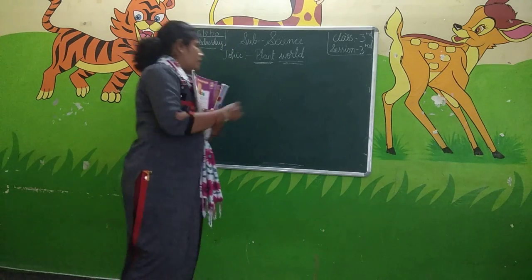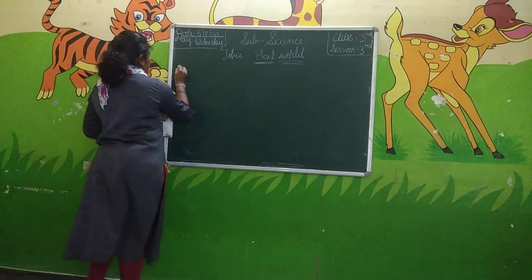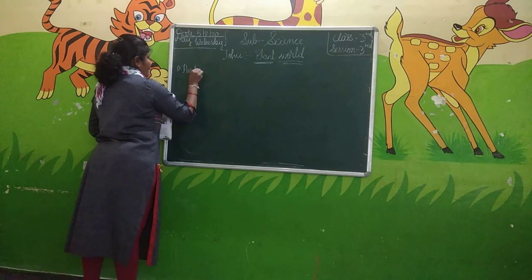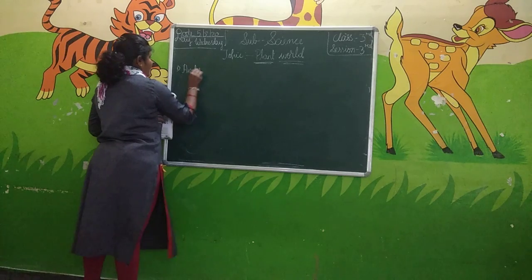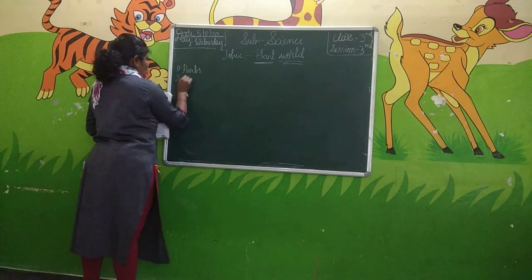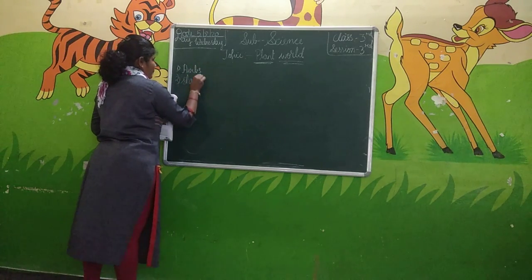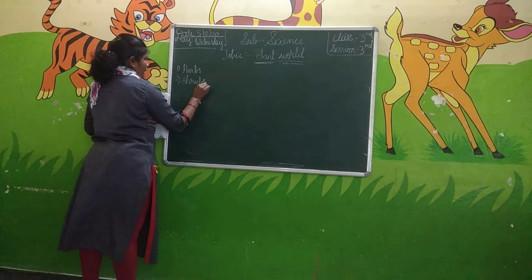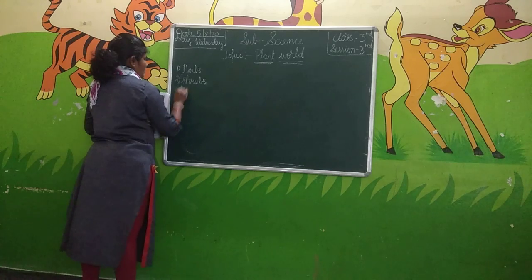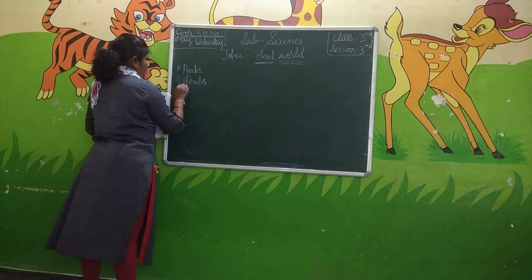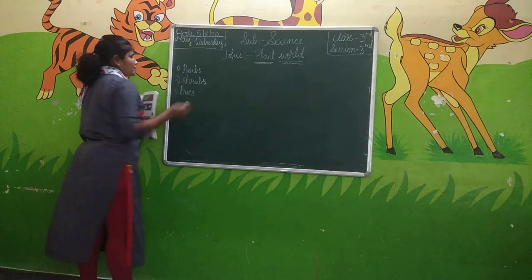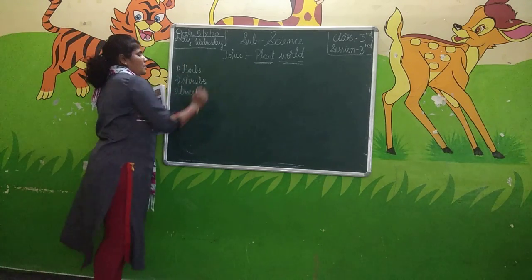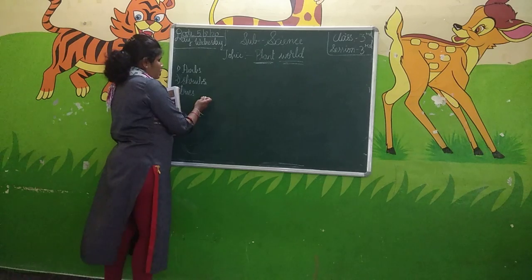Which are they? First is herbs. Next is shrubs. And third is trees. Let's read one by one now, step by step. First is herbs.